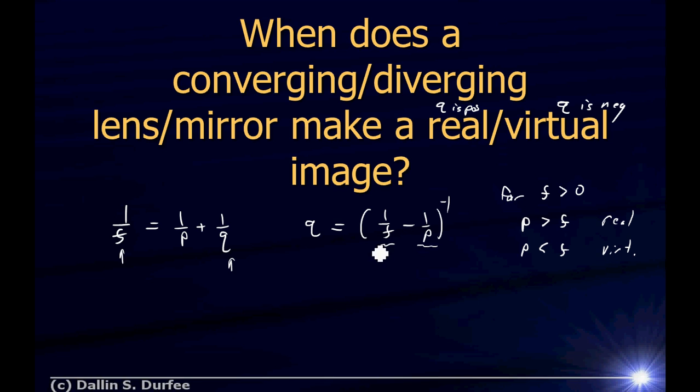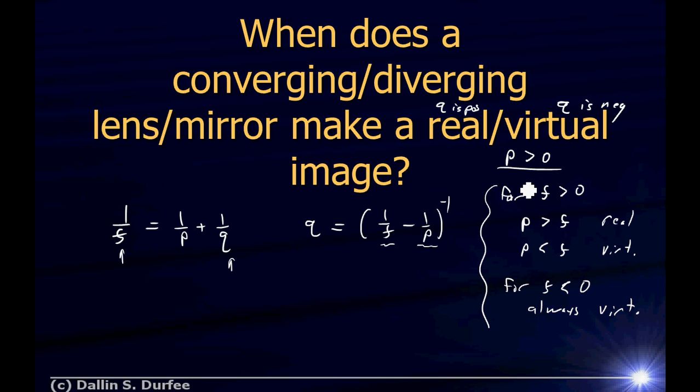But what if F is negative? If F is negative, the only way we can get something positive is if P is negative. So if we're considering real objects, then for F less than 0, for a negative focal length, it's always virtual. That's assuming that P is positive.